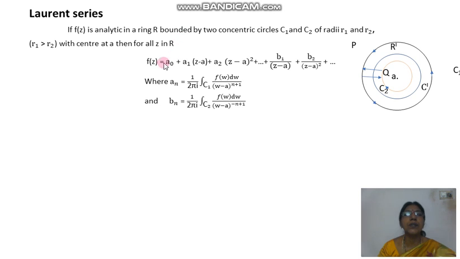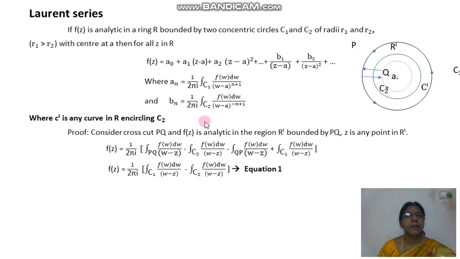Using this data, we are going to show that f of z is like this in the series form. This series is called the Laurent series. But here we use a1, a2 constants. For these constants we get the values: an is equal to 1 by 2 pi i of this integral over the C1 circle, and we find out a1 by integrating over it. Next, similarly, the bn value is the integral over curve C2. We see how we can get these values. Here C dash is any curve in R encircling C2. We take C dash so that it covers C2.